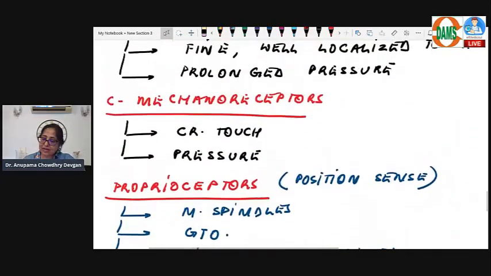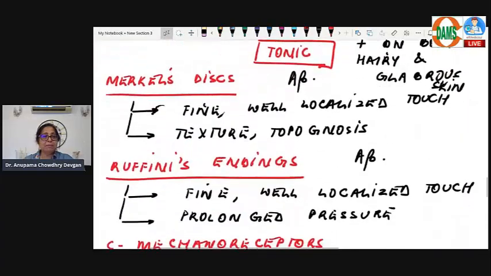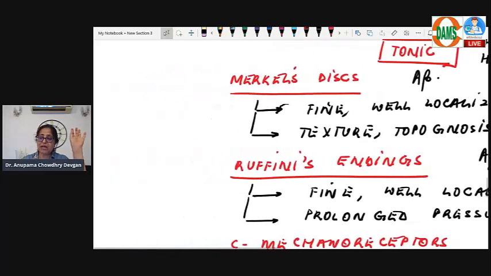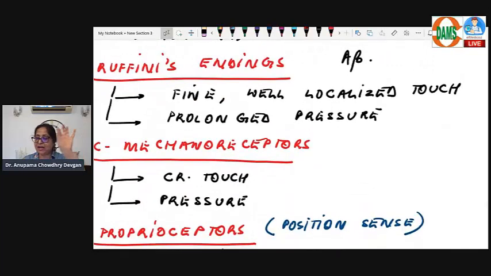Which are the somatic receptors? Let's have a look. Slowly adapting receptors, Merkel's discs, which are located on hairy, glabrous skin, fine, well-localized touch, also for texture and for tropognosis. If you are asked for fine, well-localized touch, which is a better receptor, your answer should be Meissner's. For texture, Meissner's. Tropognosis, Meissner's. Braille, Meissner's. Ruffini's endings: fine, well-localized touch and for prolonged pressure.